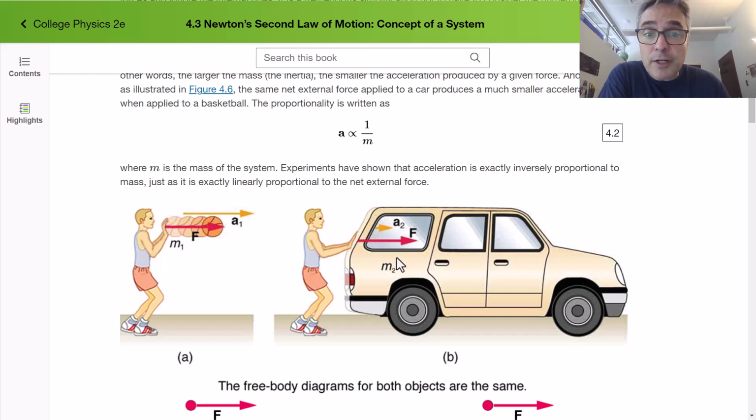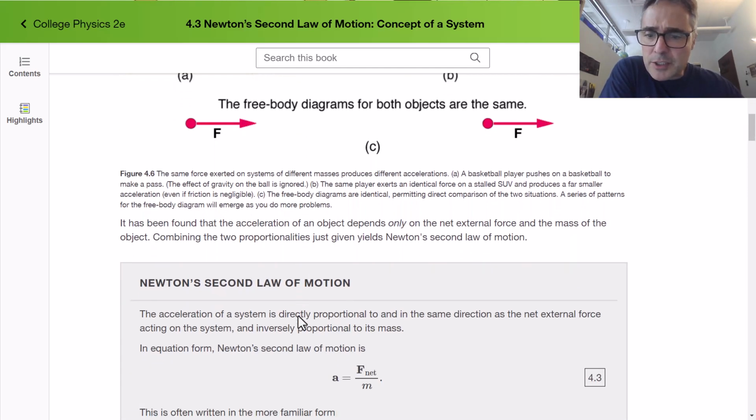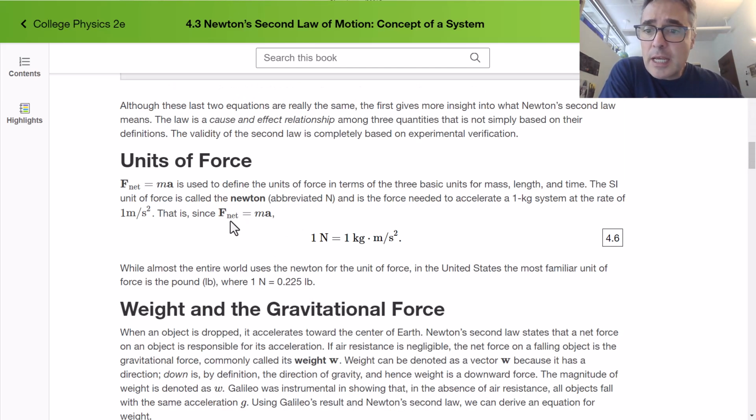And that's not just due to friction, that's due to the fact that the car has a whole bunch of mass. It's also harder to slow down the car if it's coming at you. If a basketball comes at you, you just give a little force and it stops. If a car is coming at you, you give a force and it takes a lot to reduce its velocity because of its mass. Units of force, that's important.